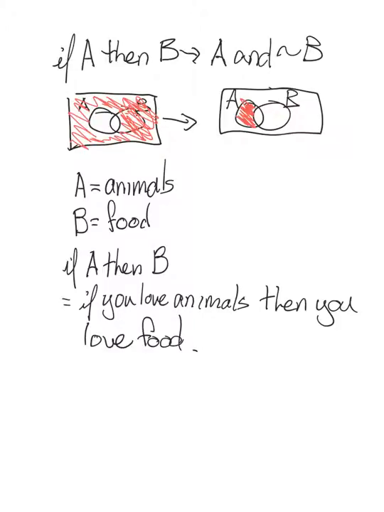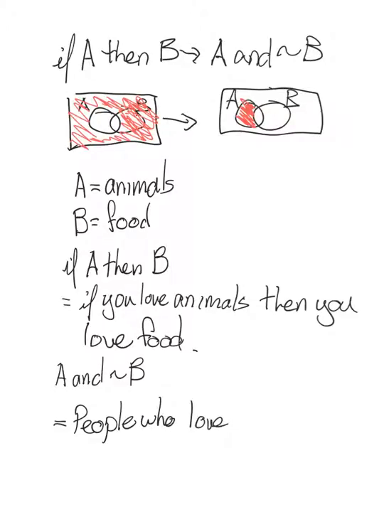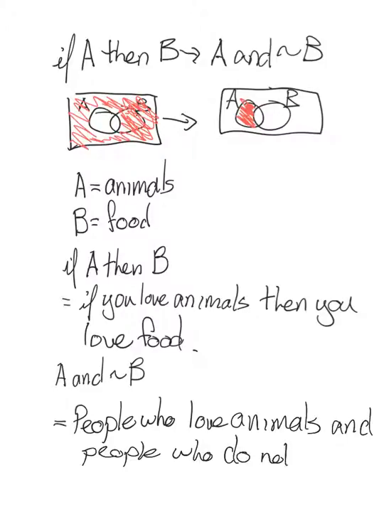But the negation is A and not B, which equals people who love animals and people who do not love food.